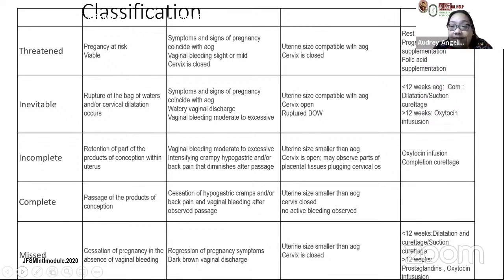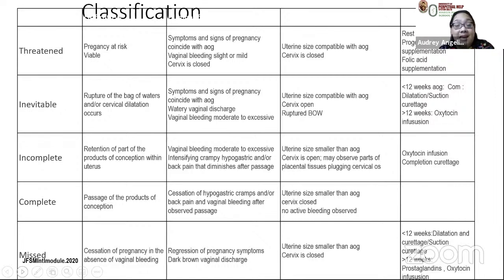So this is a table. This is a nice table wherein you could see how it is different and how it is managed differently among the 5 common types of abortion. Okay, so study this table, and it would be helpful for you in answering the type of question mentioned prior. In what kind of abortion?